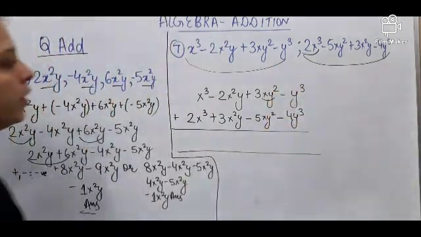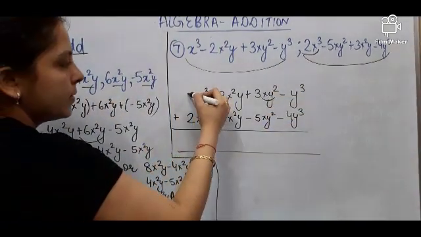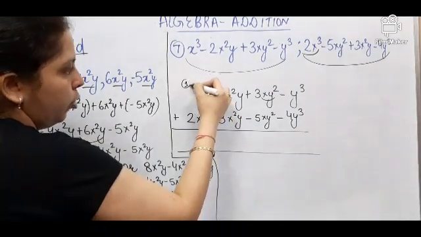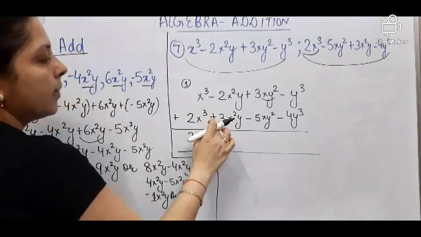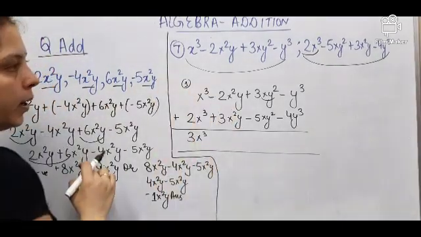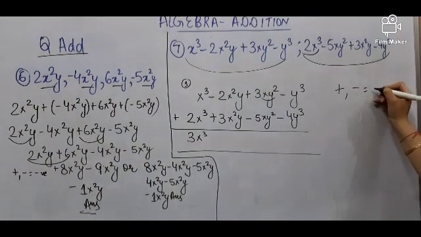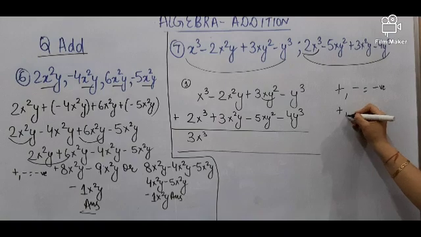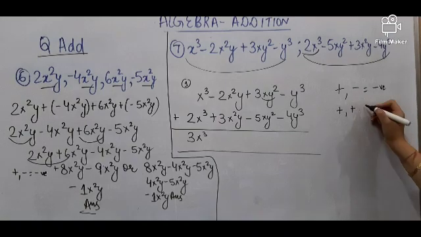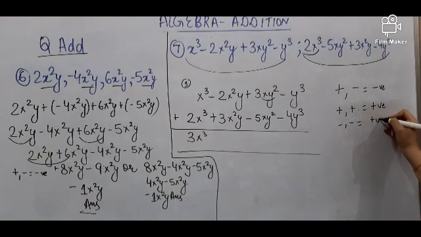Now we'll add this. So x cube, the constant of x cube here is 1. So 2 plus 1 is 3x cube. Now as 1 is positive and 1 is negative, the result is negative. And when two numbers are positive, then result is always positive. When two numbers are negative, then the result is positive. You should remember these rules.